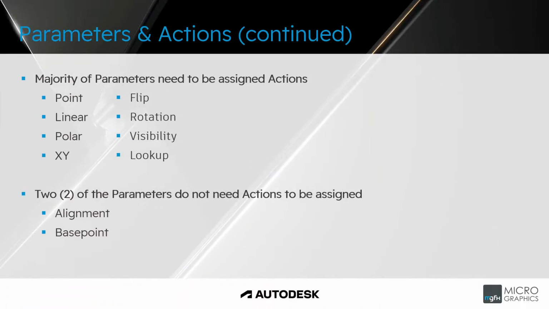So the majority of those parameters need to be assigned an action in order for it to have any effect or to create a dynamic effect in your block. Okay. So the point, linear, polar, X, Y, flip, rotation, visibility, and lookup parameter all need actions assigned to them for them to have any effect. But two of those listed parameters do not need actions to be assigned, referring to the previous list, and that's alignment and base point. So these two parameters do not require that you assign them an action for them to have any effect on your block.